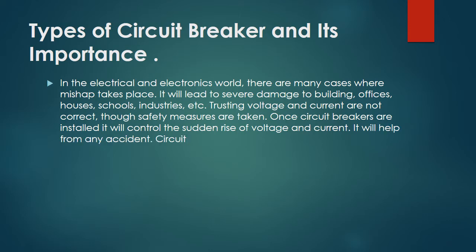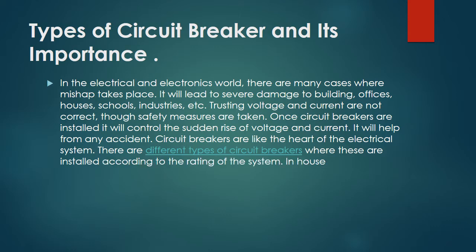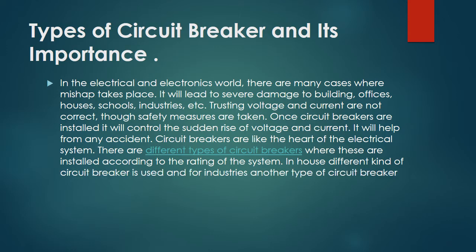Circuit breakers are like the heart of the electrical system. There are different types of circuit breakers, which are installed according to the rating of the system. In houses, one kind of circuit breaker is used, and for industries another type of circuit breaker is used. Let us discuss the different types of circuit breakers and their importance in detail.